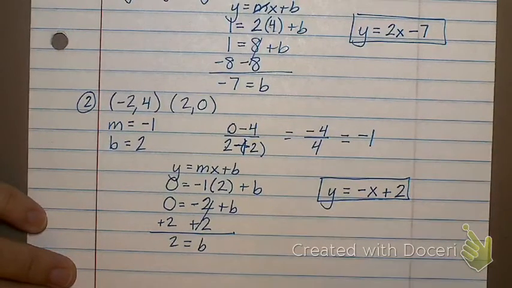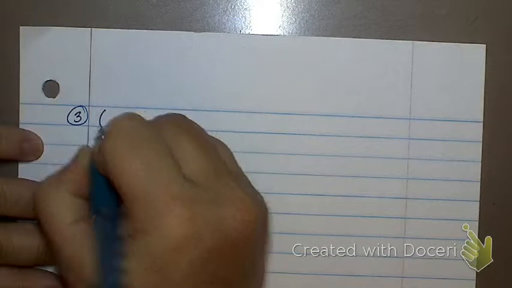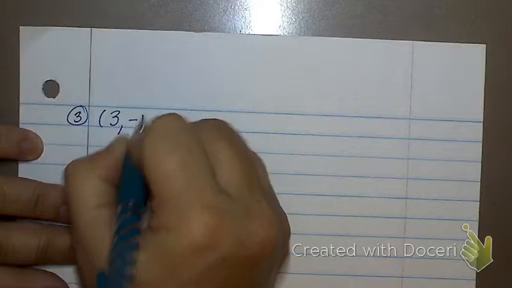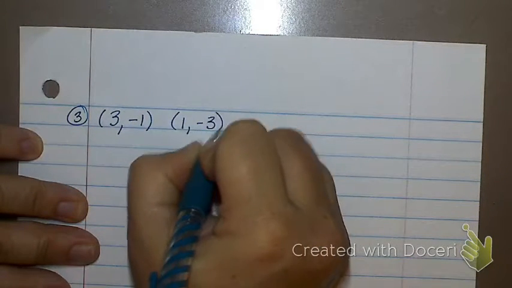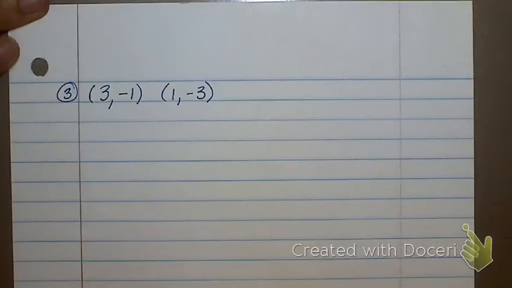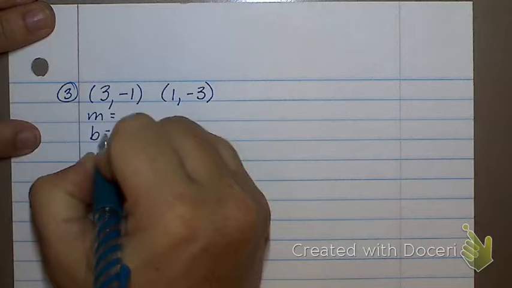So, I'm going to give you an example, and I want you to see how far you can get through it before you get stuck. Okay? So, 3, negative 1, and 1, negative 3. See how far you can get on this one. Again, you need m, and you need b.